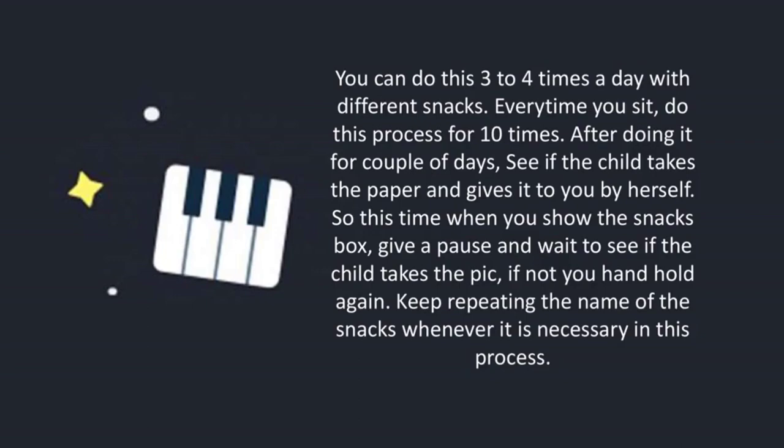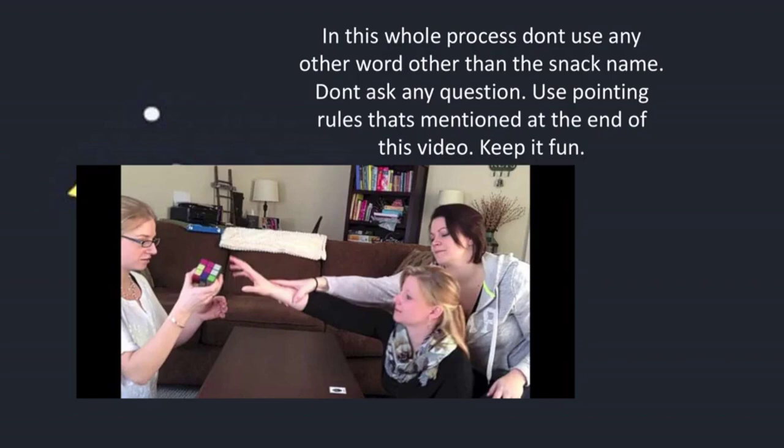So this time when you show the snack box, give a pause and wait and see if the child is trying to reach out to the snack by herself, and if she's trying to use the verbal word. In this whole process, don't use any other word other than the snack name. Don't use any questions, just give a verbal cue of the word you want the child to say, like Dory or Dorit, like that. Use pointing rules that I mentioned at the end of this video.